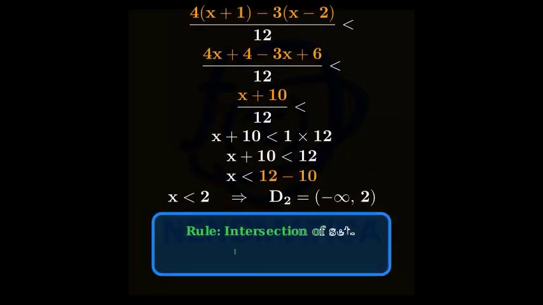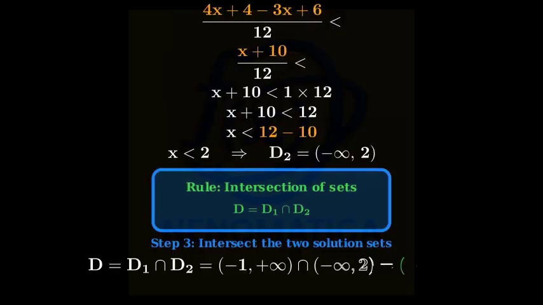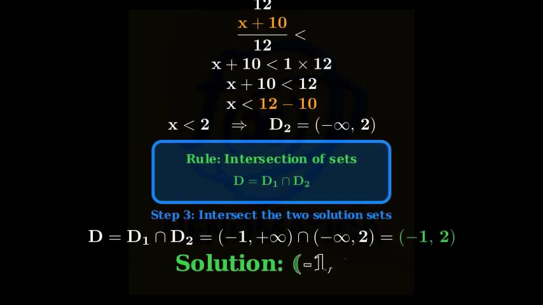Step 3. The solution to the system is the intersection of d1 and d2. Therefore, the solution of the system is the open interval from -1 to 2.